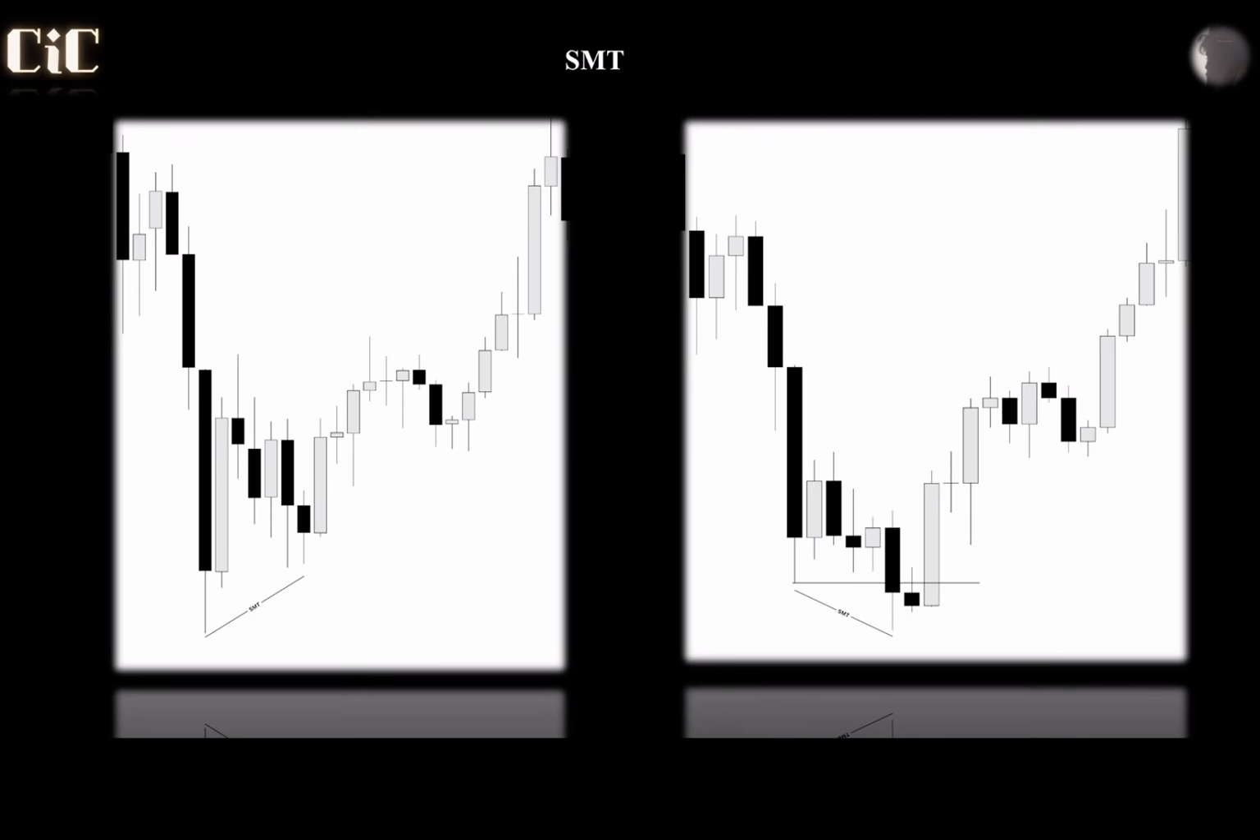Right, so in plain English, SMT is one asset class taking the low, and the other asset class not taking the low, which indicates weakness in this asset class and indicates the lack of desire to go any lower, right? So this is the cheapest they want to offer this asset class. Right, so ideally, you're going to go and you're going to buy the asset class which is refusing to go lower in a bullish market, and vice versa.